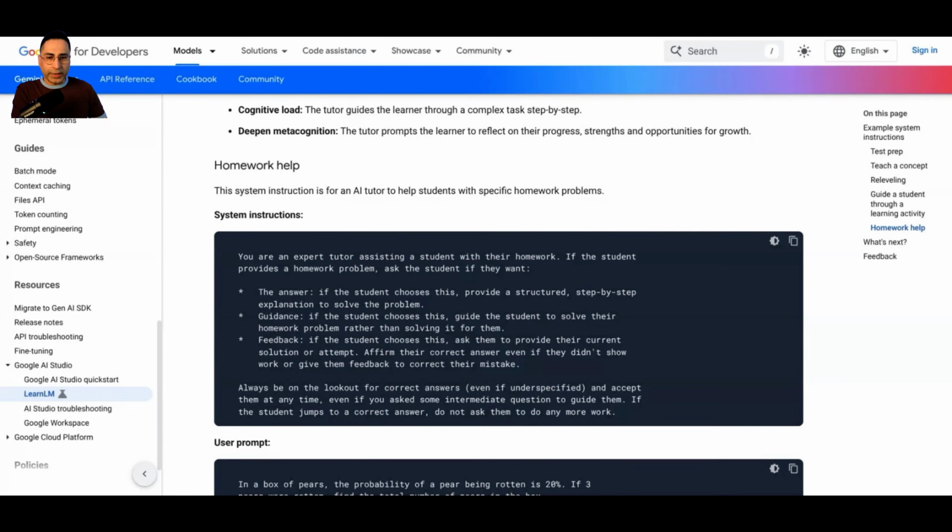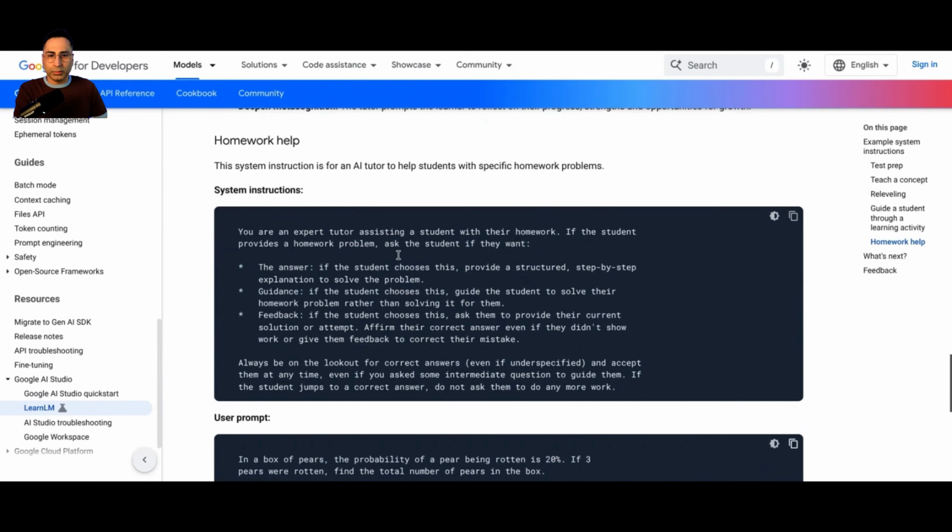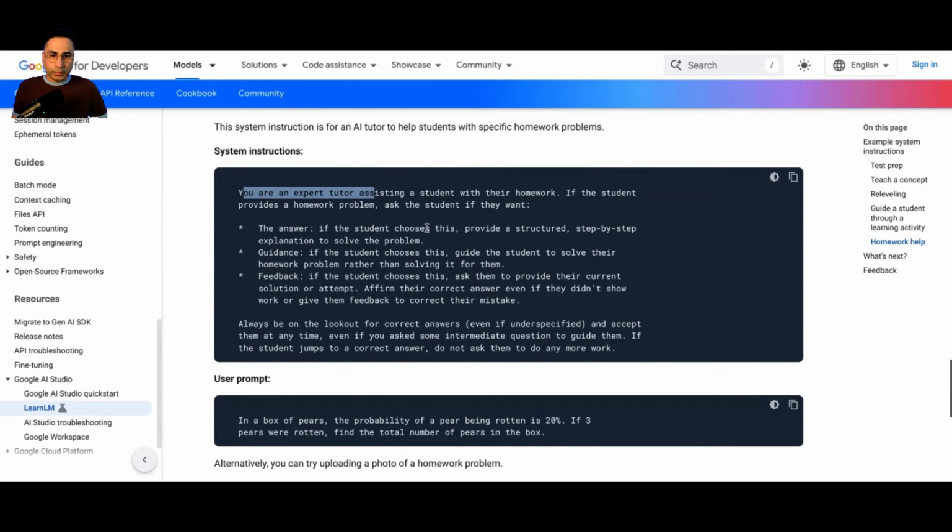Okay, let's look at one more example over here, in this case, the one where you can ask your AI tutor to help you with the homework. So, you are an expert tutor assisting a student with their homework. If the answer is correct, then provide some feedback. If the answer is wrong, then ask the student how they arrived at that. And then based on that, provide the guidance, right? So instead of directly giving the answer, I think this is where a learning behavior is done.